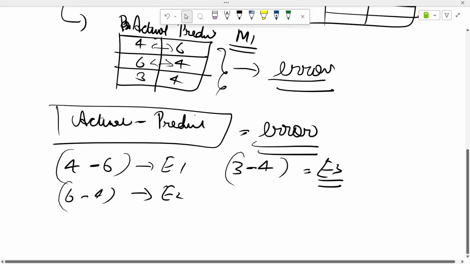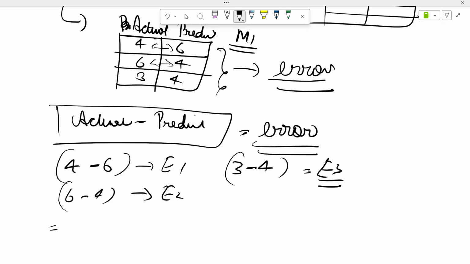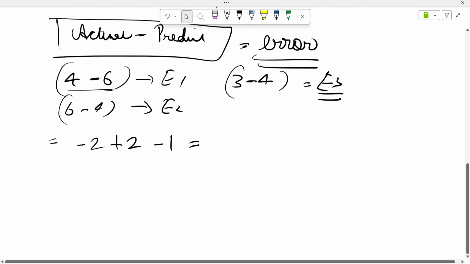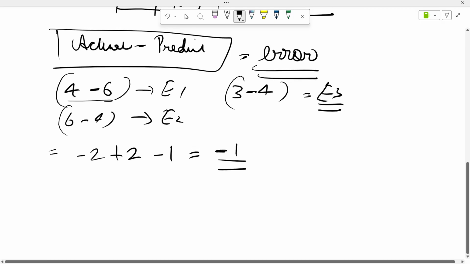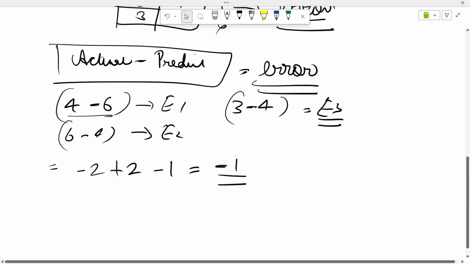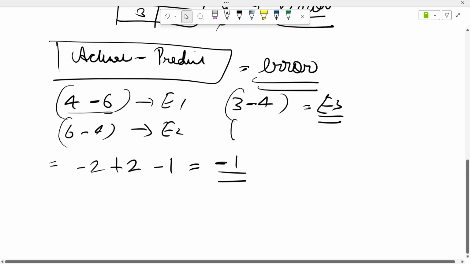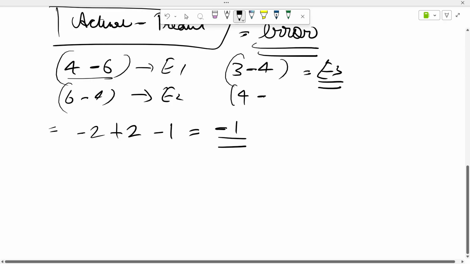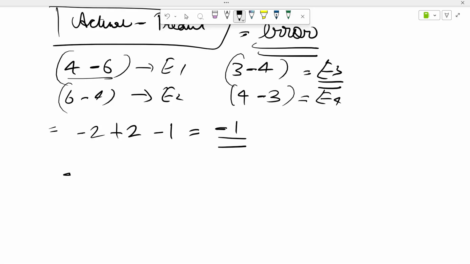Now you have different errors. Let's say you sum up all the errors to know the overall error for the model. It is minus 2, plus 2, minus 1. It is overall minus 1 error. And what if there is one more example where the actual value is 4 and the predicted value is 3, and it gives you 1. So minus 2 plus 2 minus 1 plus 1.